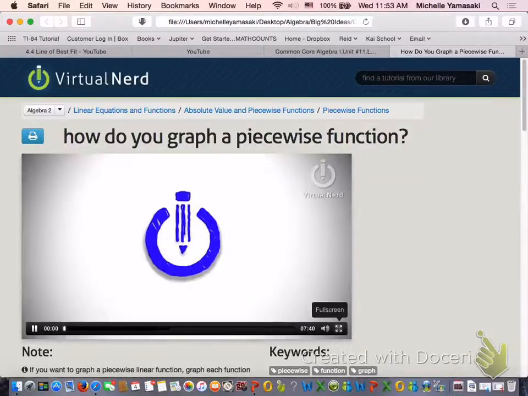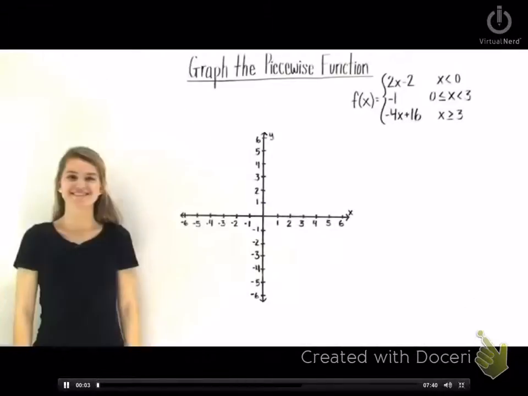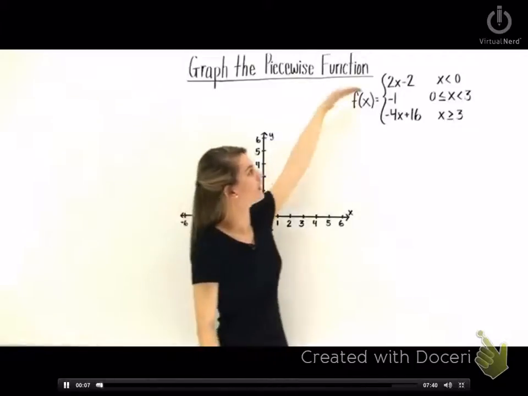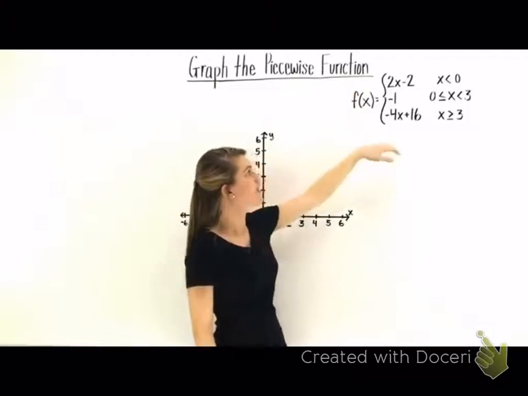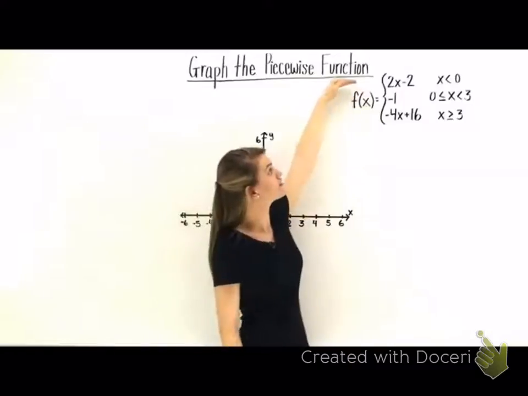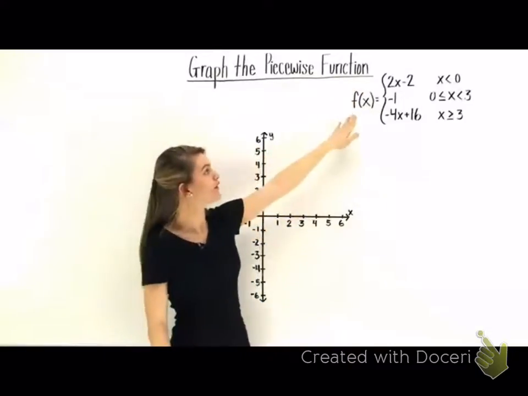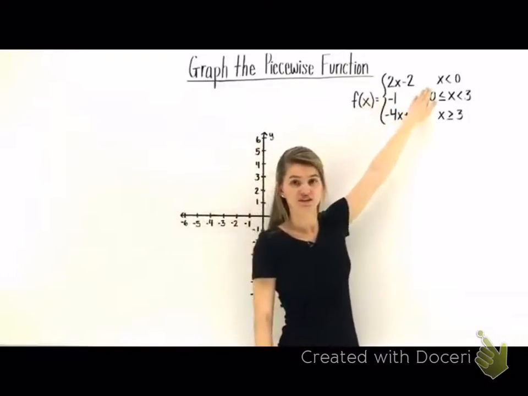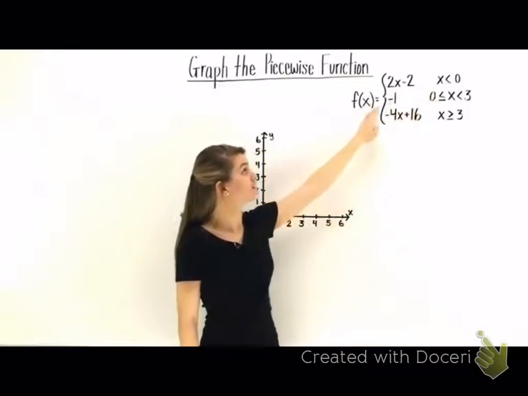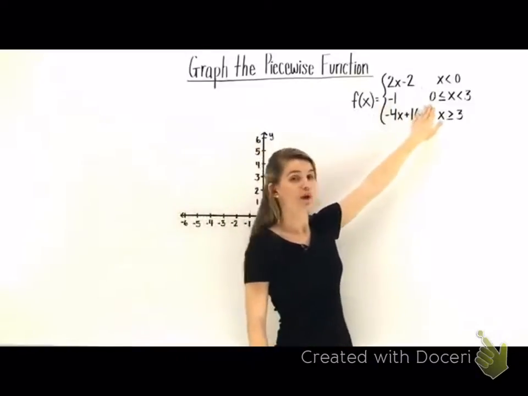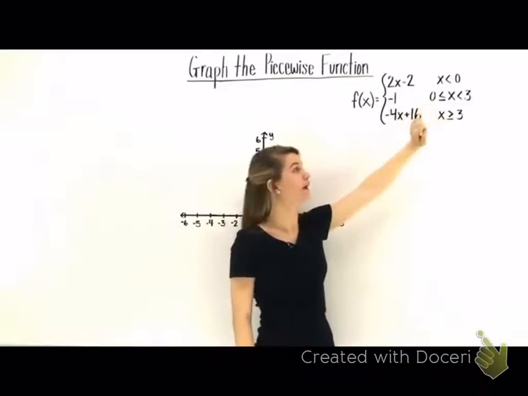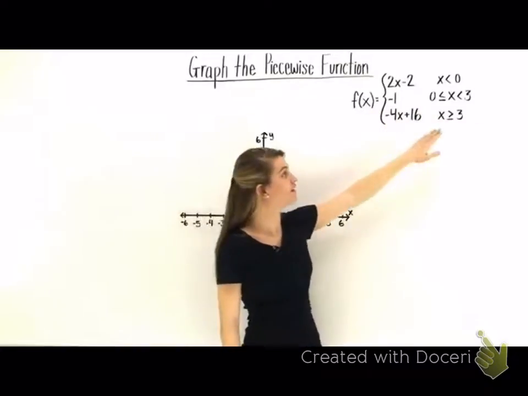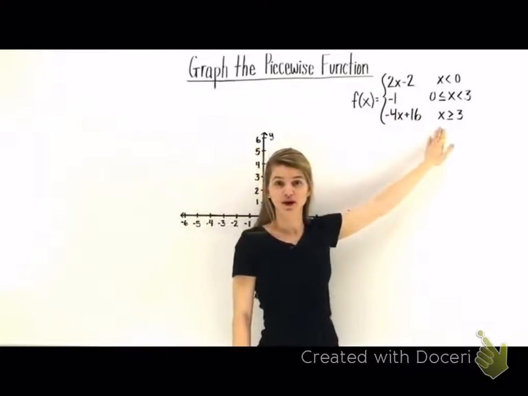Please take notes. This is a piecewise function. Graph a piecewise function. Here we have a piecewise function that has 3 different definitions. That means when we graph our function, we're going to need to graph all 3 of these pieces. We're going to graph f of x equals 2x minus 2 for x values less than 0. We're going to graph f of x equals -1 for x values greater than or equal to 0 but less than 3. And lastly, we're going to graph f of x equals -4x plus 16 for x values greater than or equal to 3.